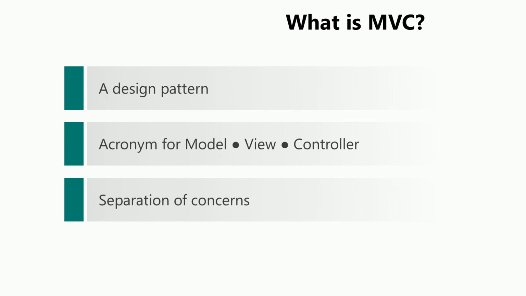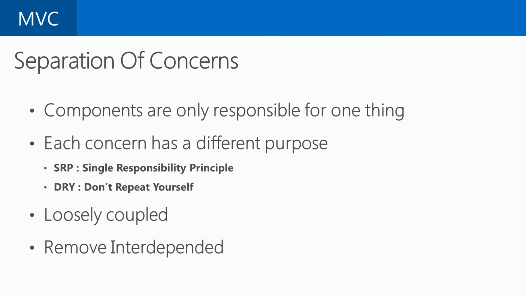Most people think that MVC is some kind of new framework or programming language, but I would say that MVC is a design pattern, and it's an acronym for Model View Controller. What MVC gives us: we were building websites before MVC, and we can use Web Forms for websites as well. But what is the difference between Web Forms and MVC? What does MVC come up with? So MVC comes up with the separation of concerns, right? What is the separation of concerns? All of the components are only responsible for one thing.